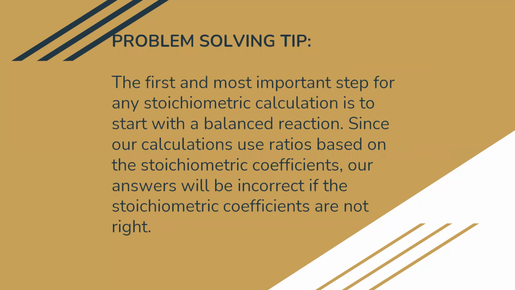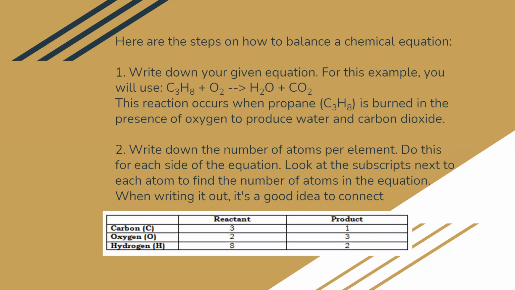So we have a problem solving tip here. The first and most important step for stoichiometric calculation is to start with a balanced equation. Since our calculations use ratios based on the stoichiometric coefficients, our answers will be incorrect if the stoichiometric coefficients are not right. Here are the steps on how to balance a chemical reaction.